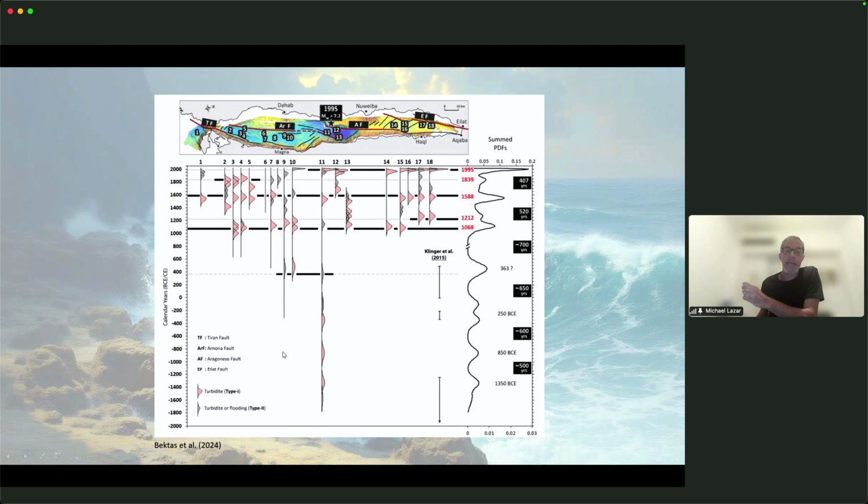Bektas et al., from last year, examined 18 cores in the Gulf of Aqaba. The longest core is core number 11. It was cored over here, and there they find evidence for a turbidite. A turbidite is the flow of water that is pushed ahead when you have a submarine landslide, so it's connected directly to a submarine landslide. The light blue is the lower chronology for the Exodus, and the dark blue is the higher chronology for the Exodus, and it could be connected to the 1350 BCE earthquake or not. We don't have a lot of data as of yet.